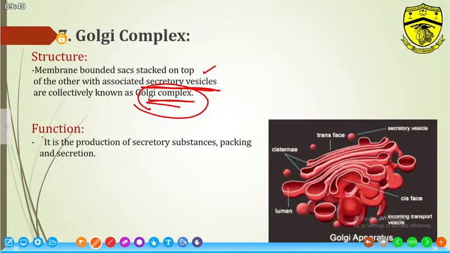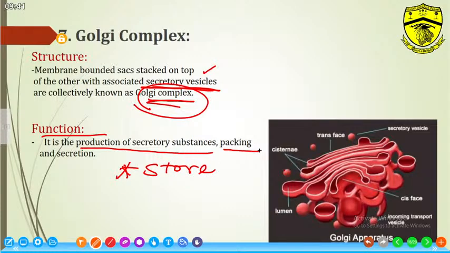In here, the main function is the production of secretory substances. Not only producing, it also secretes the substance after storing it. Next, packing, and after that, transporting is also included in it. Transport.